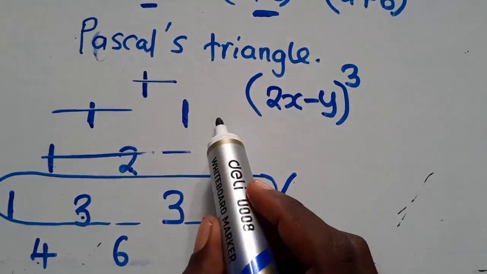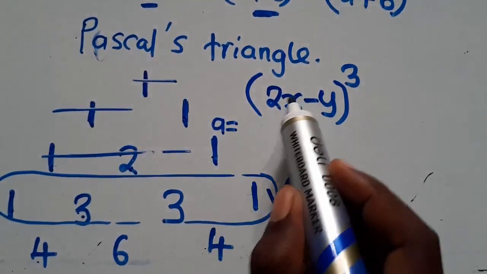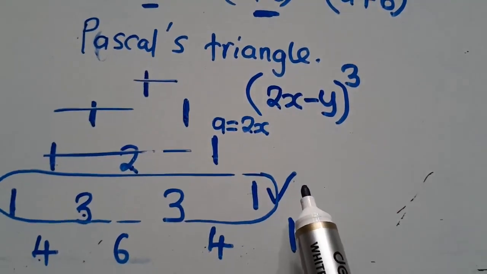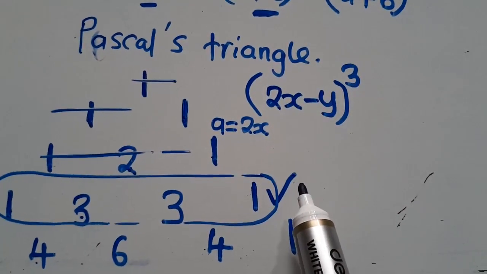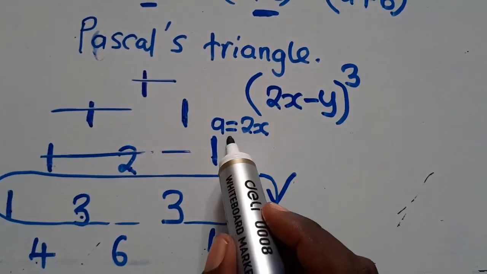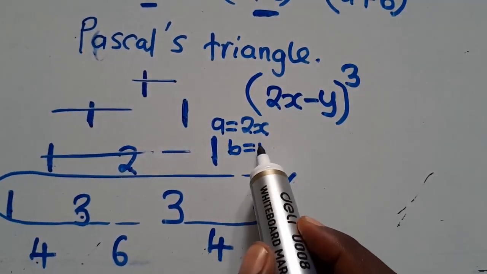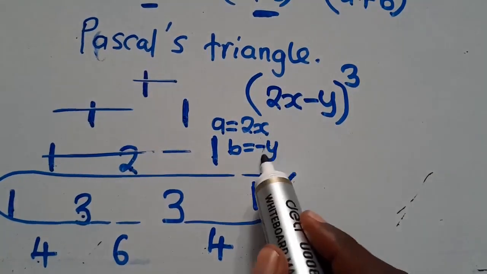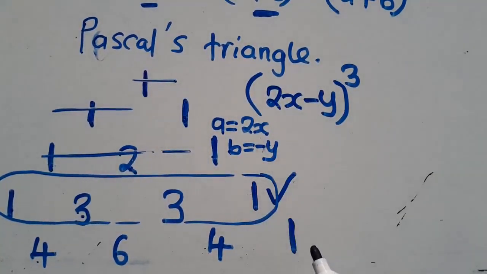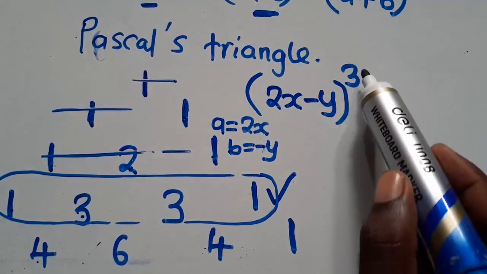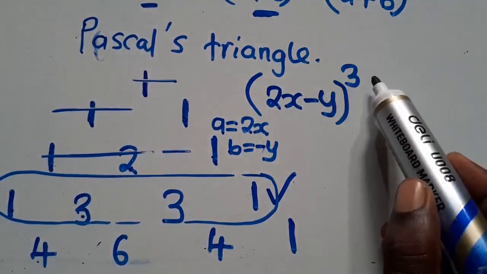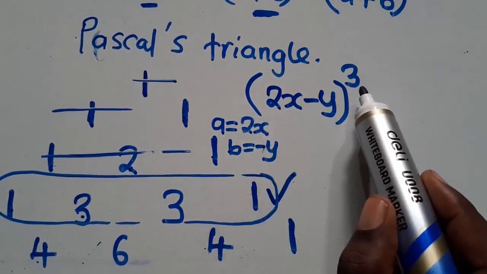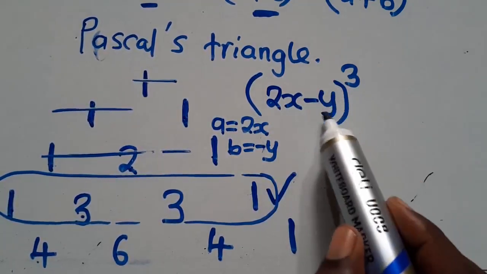So what is your A? Your A is 2x. Then your B is negative y. It has power 3. So we are going to say that A will be reducing, whereas B will be increasing.